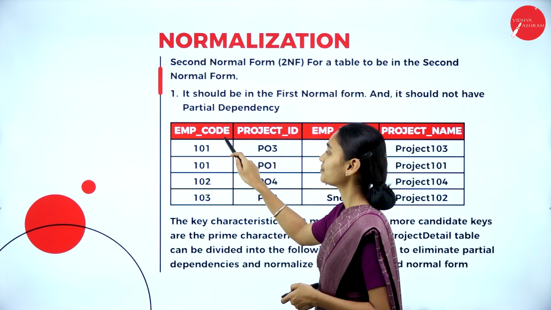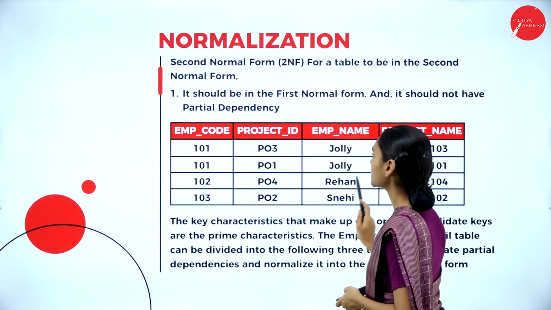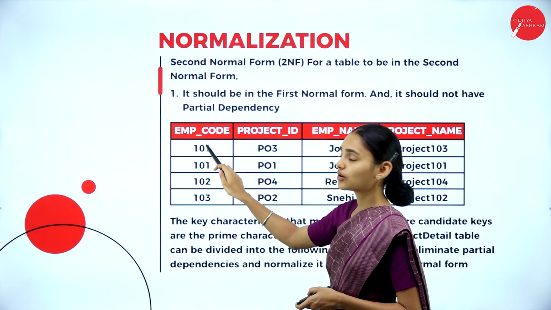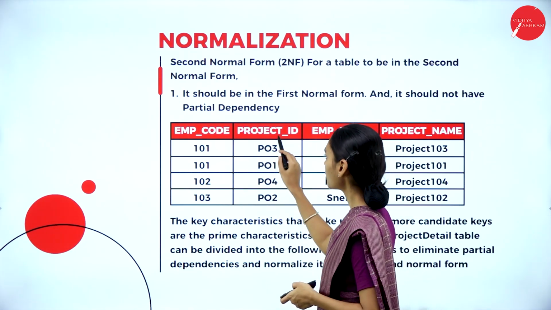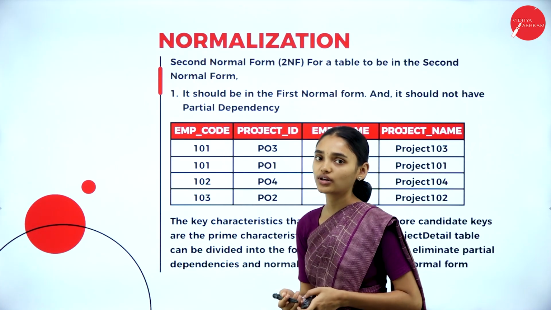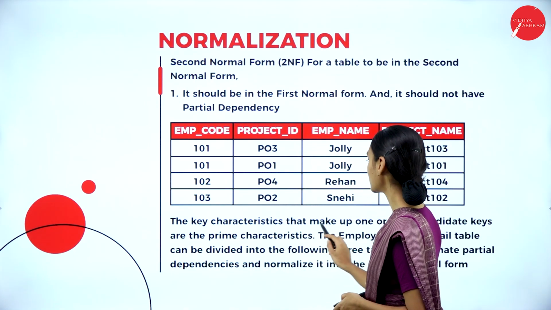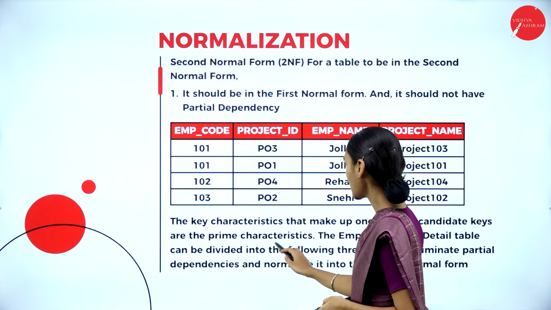So here we have employee code, project ID, employee name and project name. Here the employee name depends on employee code and project name depends on project ID. So project ID depends on employee code as well. It is partially dependent. The key characteristics that make up one or more candidate keys are the primary characteristics.